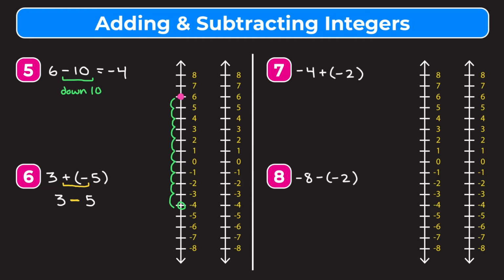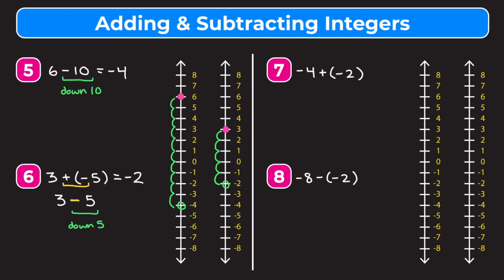So we want to start at positive 3 on our number line. And we're subtracting 5, so we're going to go down 5. So we're going to go 1, 2, 3, 4, 5. And we end up at negative 2. So we get that 3 plus negative 5, which is the same as 3 minus 5, is negative 2.